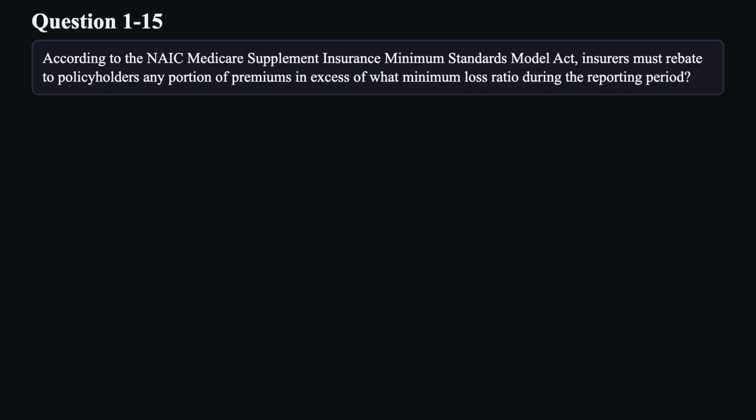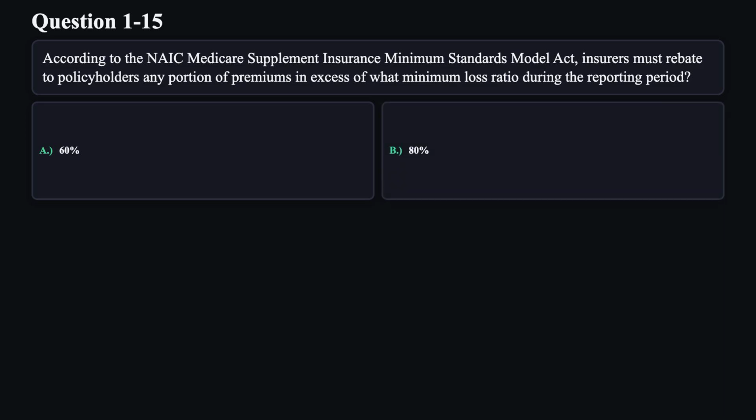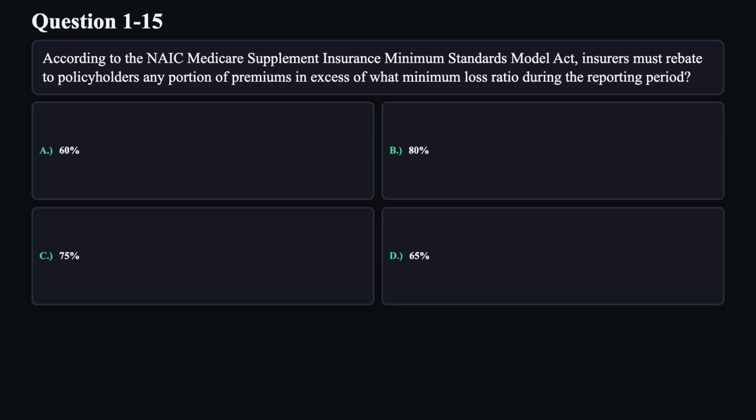Question 15. According to the NAIC Medicare Supplement Insurance Minimum Standards Model Act, insurers must rebate to policyholders any portion of premiums in excess of what minimum loss ratio during the reporting period? A. 60%. B. 80%. C. 75%. D. 65%.